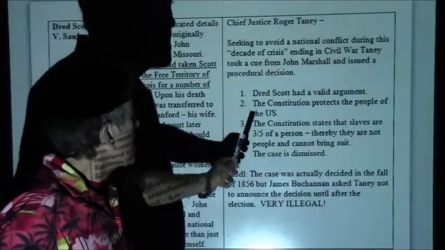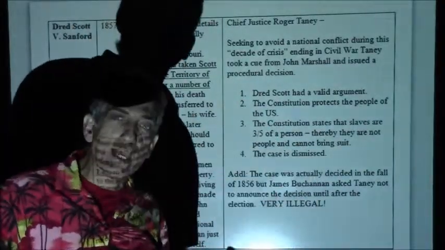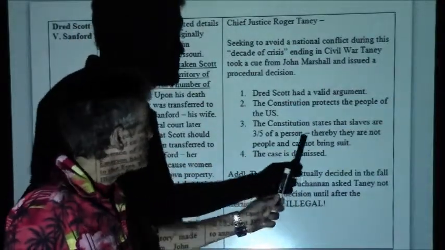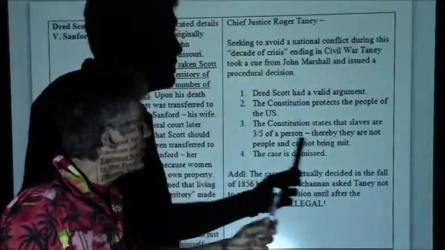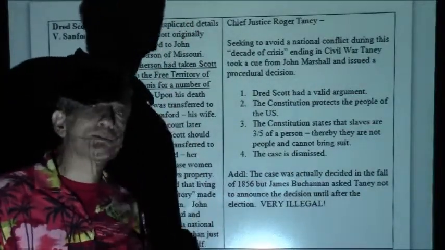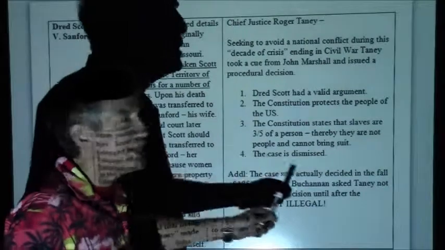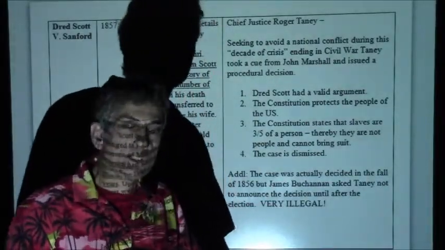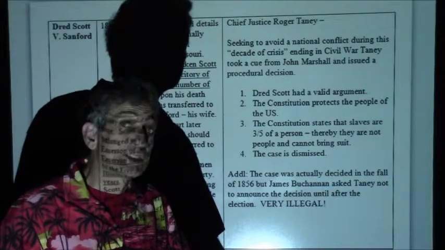He went on to say the Constitution protects the people of the United States. He went on to say the Constitution states that slaves are 3/5 of a person. Thereby, they are not people and cannot bring suit. So yeah, the Constitution protects people, but Dred Scott wasn't a person. The case is dismissed without an actual ruling on Dred Scott. What was really ruled on was Dred Scott's status.